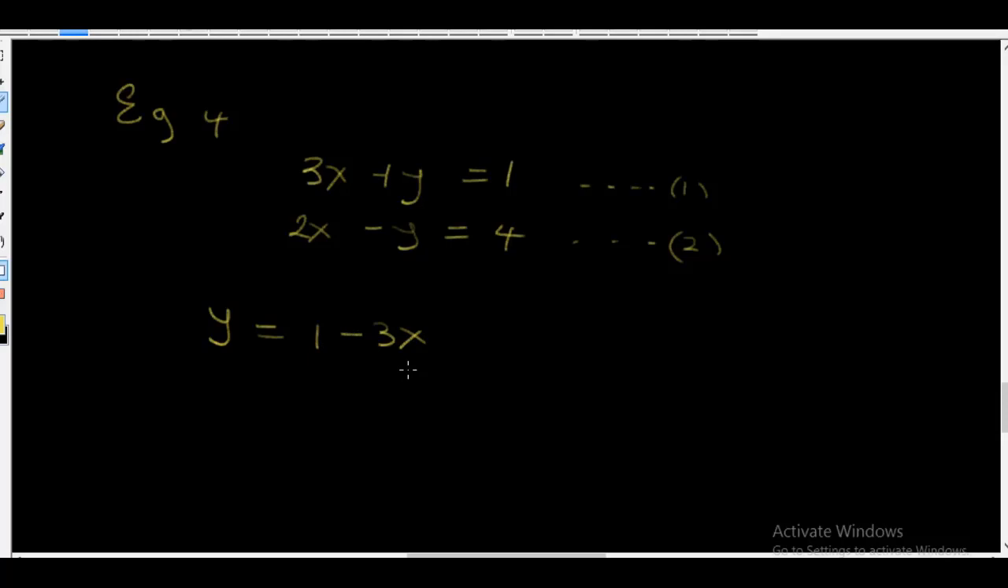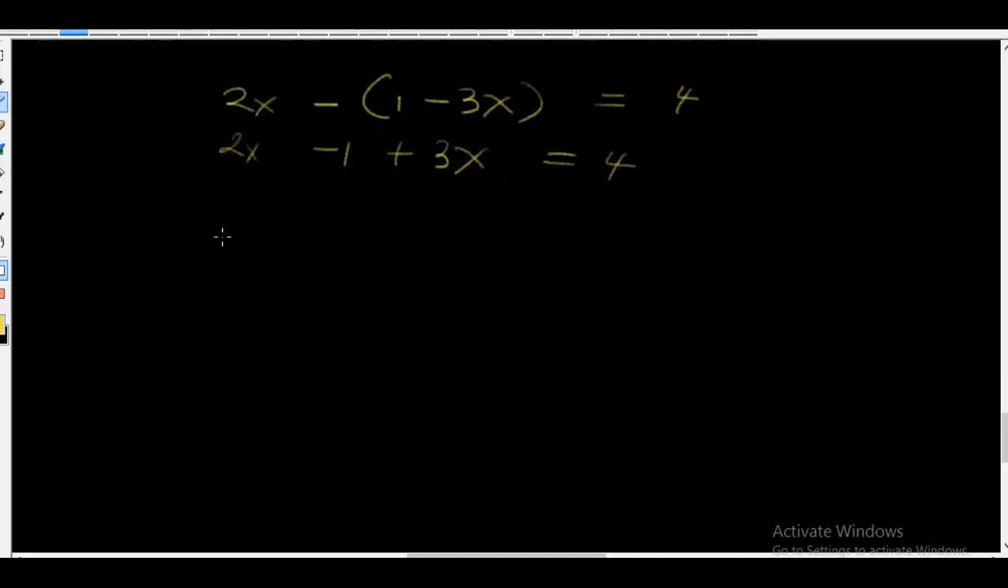Okay, now we're going to substitute for y in equation 2. In equation 2, we're going to substitute for y. So it's going to be 2x, and instead of writing y, we're going to write minus (1 minus 3x) is equal to 4. So 2x minus 1, minus times 1, you get minus 1, minus times minus 3x, you get plus 3x is equal to 4.